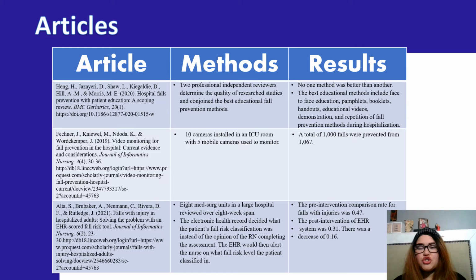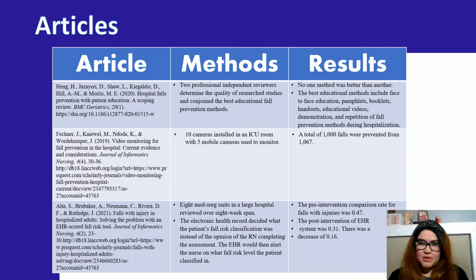Here, 8 med-surg units in a large hospital were reviewed over an 8-week span, and the electronic health record determined what a patient's fall risk score would be, instead of the nurse's judgment using just the normal tools that they have. And the results showed that it did decrease the number of falls. Pre-intervention was 0.47. Post-intervention, after using the electronic health record, was 0.31, so there was a decrease of 0.16.